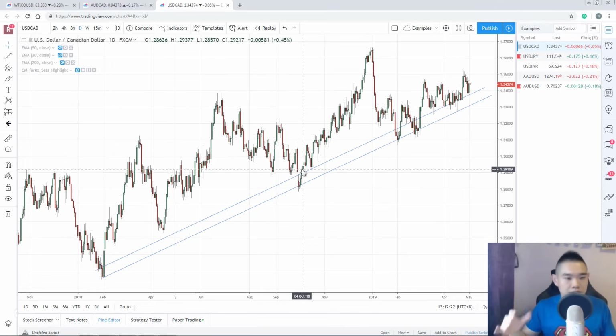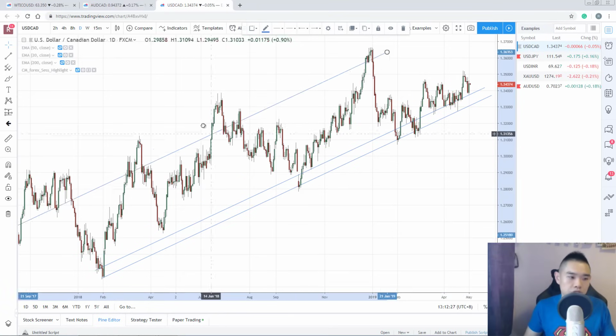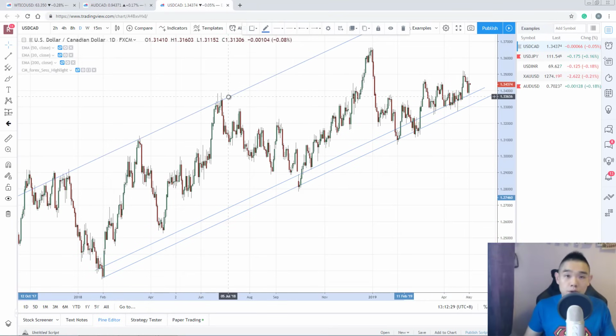So in this example, just an additional tip, you can also Control-C, Control-V again, because I also noticed that it's a trend channel. So just shift it up higher. The way I do the trend channel is the same thing. I want to get as many touches as possible.